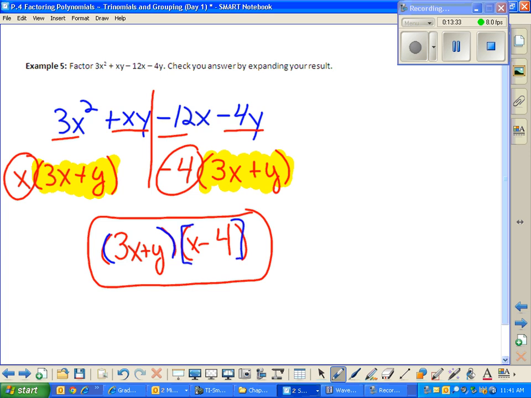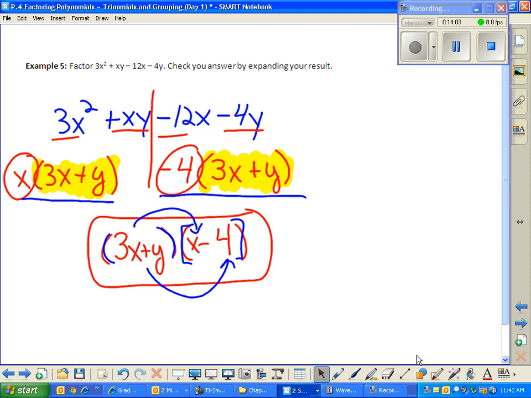I can actually distribute this whole set of parentheses, 3x plus y to x. That gets me this right here. And then I could also distribute this 3x plus y to the -4, and that gets me that right there. So I'm actually just distributing when I FOIL. You could think of it that way. So that's why I only write the 3x plus y 1 time. Questions about that?